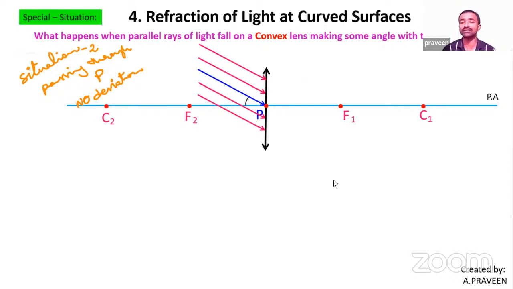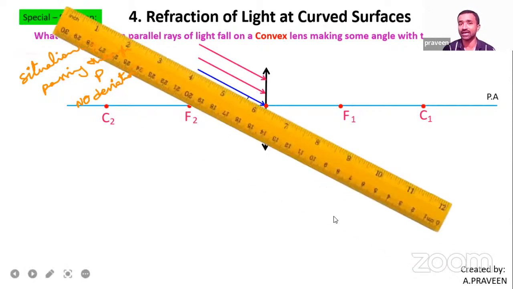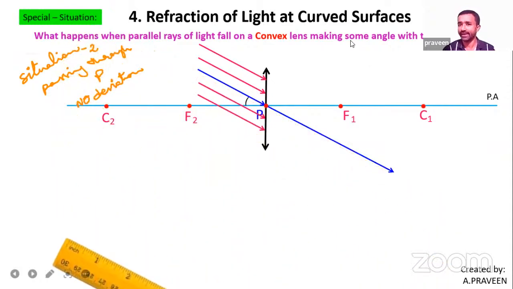So what to do is simple. Just place your scale as you see on the screen along the blue color light ray, that light ray passing through optic center. Then extend it, remains undeviated. Then what to do? Here we need to know simply principal axis. Why, sir? Why principal axis? Here, if we have principal axis, we will go for situation number 3.